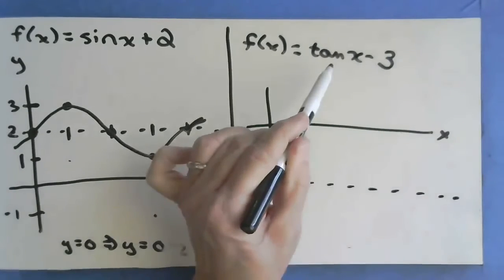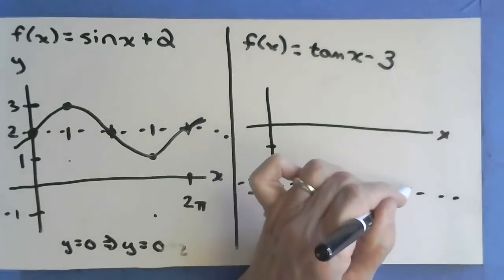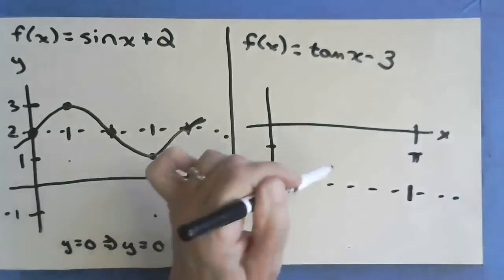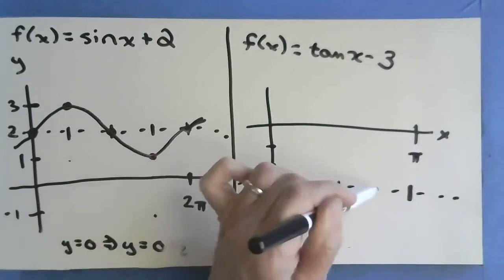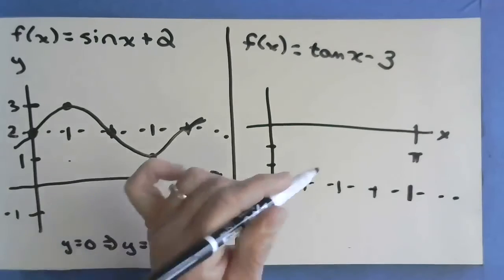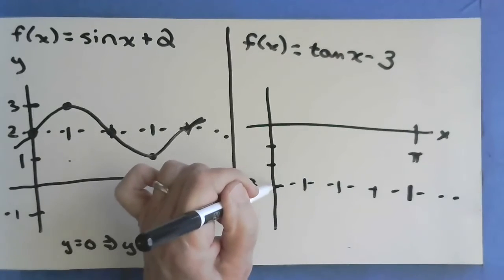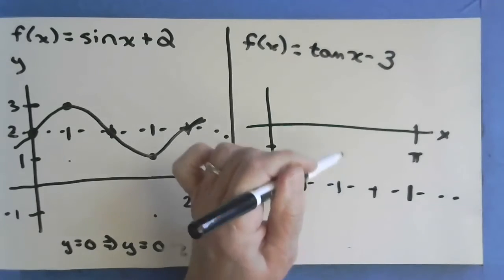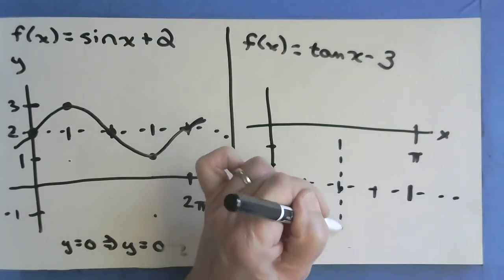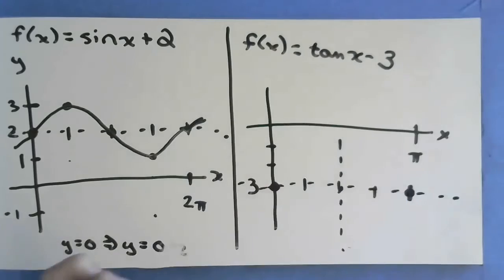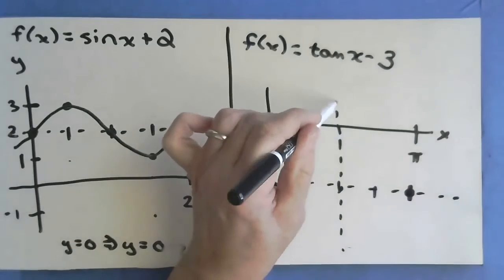We also know tangent has a period of pi. So when we mark our 5 key points, that's pi. There's our 5 key points. And then we mark our 5 key points with tangent. Tangent is 0 where sine is 0. Tangent has an asymptote where cosine is 0. Tangent is 0 where sine is 0.